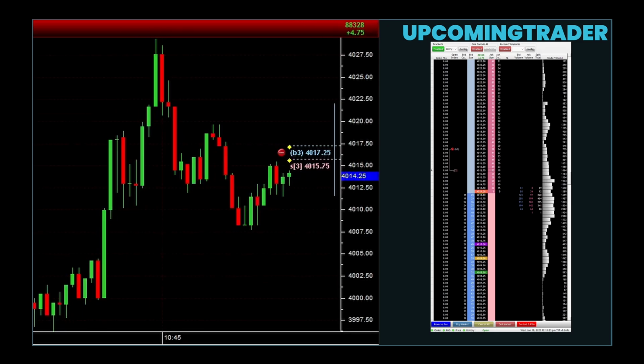Rectangles are another type of continuation pattern, formed when the price moves between parallel support and resistance levels. The breakout direction from a rectangle often indicates the continuation of the previous trend. When combined with the exponential moving average, you can get a clearer signal of whether to buy or sell.